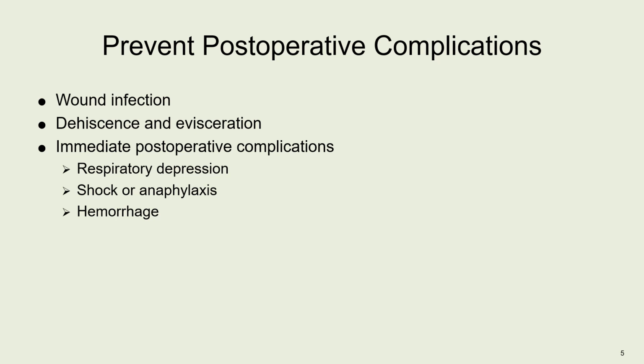Shock or anaphylaxis or hemorrhage. So we can either bleed out, or we can have some form of shock depending on what's been done. And we'll learn shock next semester. Anaphylaxis we'll learn next semester. We can have anaphylactic shock, because that's what that is. Or we just don't breathe. And then we get acidotic.